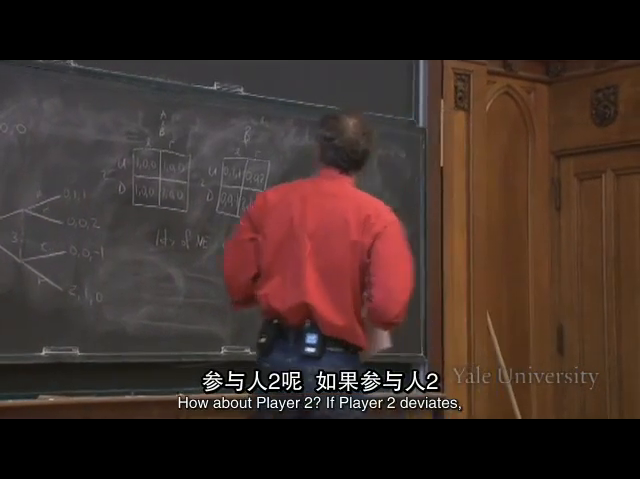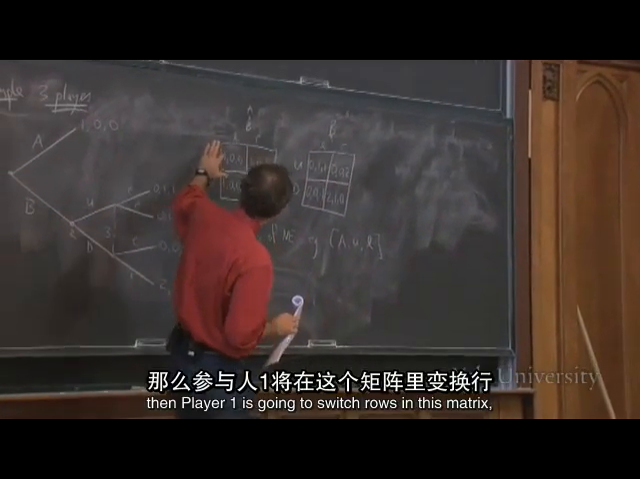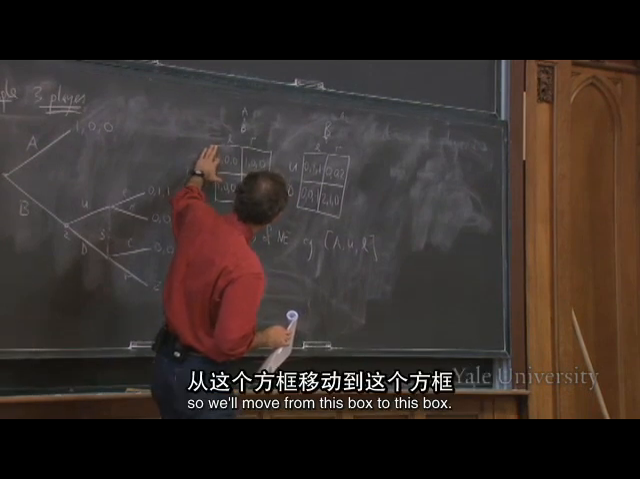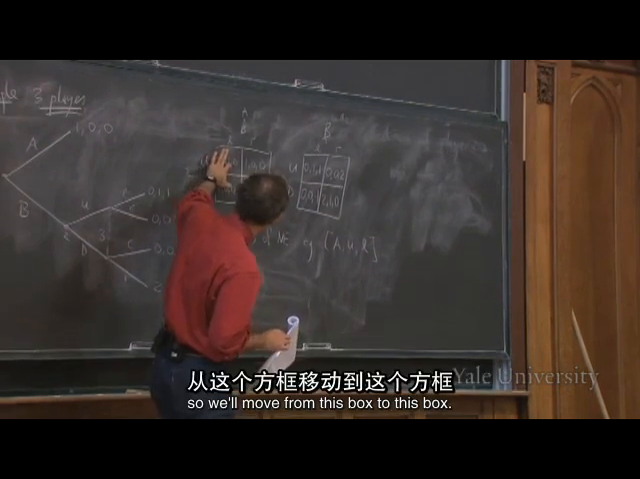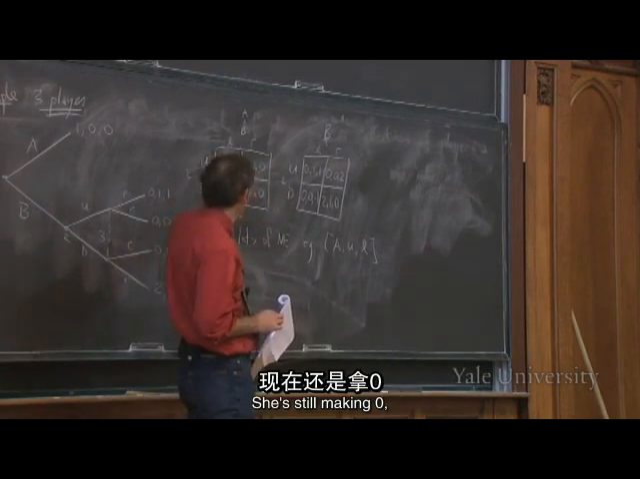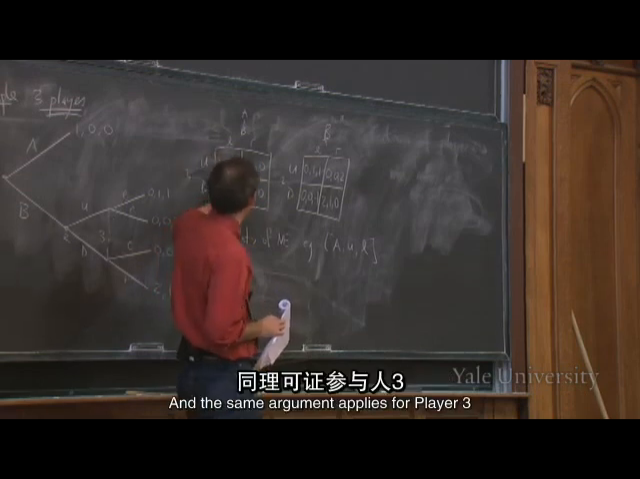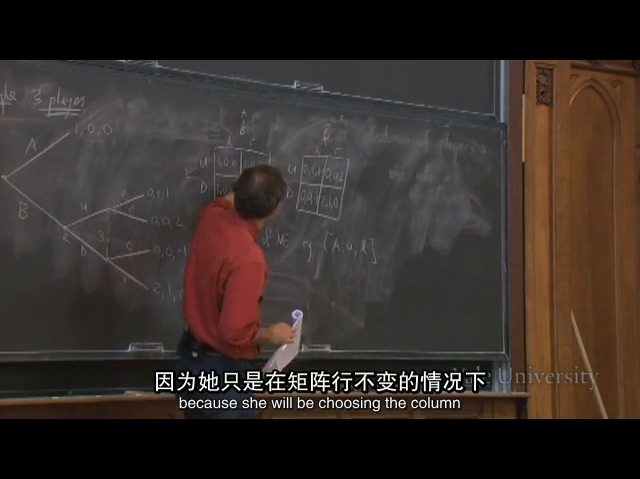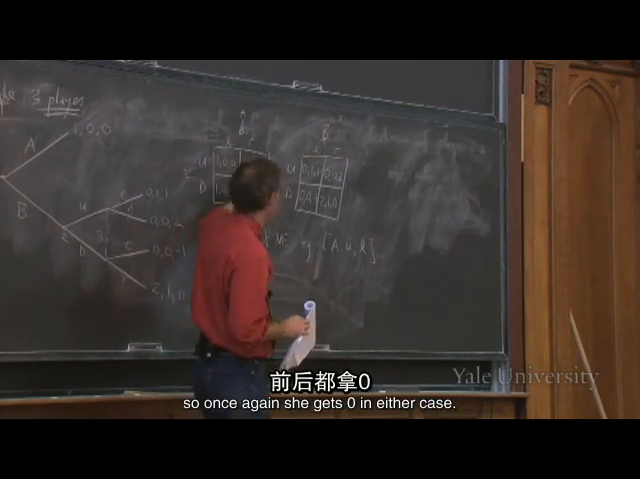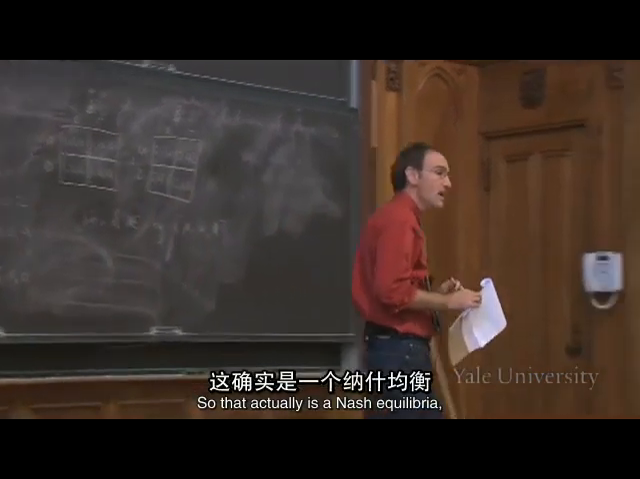Everyone happy with that? How about player 2? If player 2 deviates, holding players 1 and 3 fixed, then player 2 is going to switch rows in this matrix, so we'll move from this box to this box. Player 2 was making 0 before, she's still making 0, so she has no incentive to deviate. And the same argument applies for player 3, because she will be choosing the column, holding the row and the matrix fixed, so once again, she gets 0 in either case. All right, so everyone happy with that? So that actually is a Nash equilibrium.